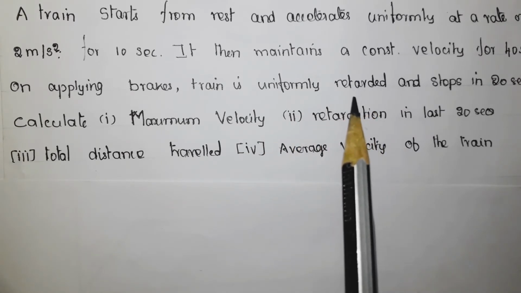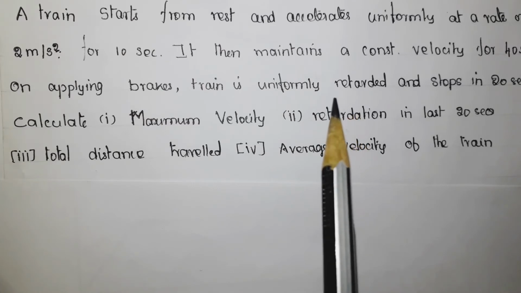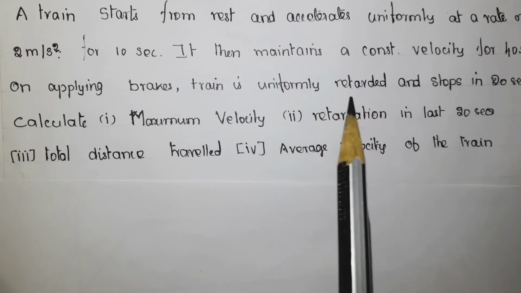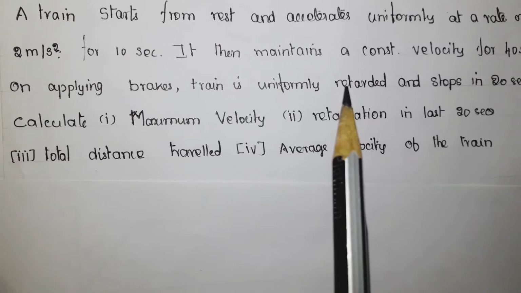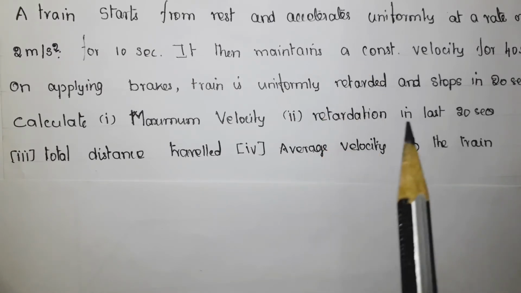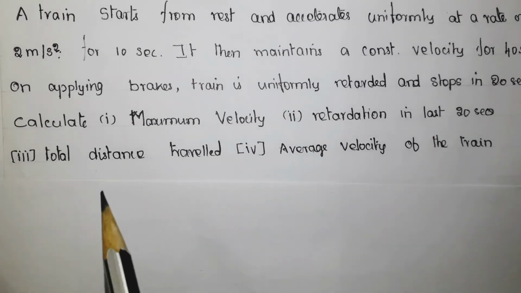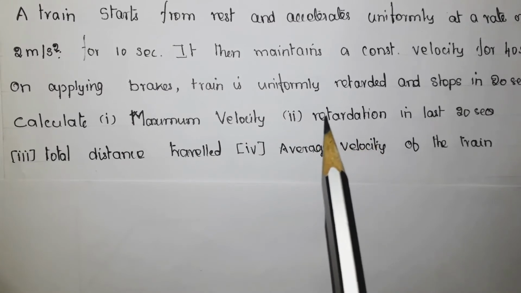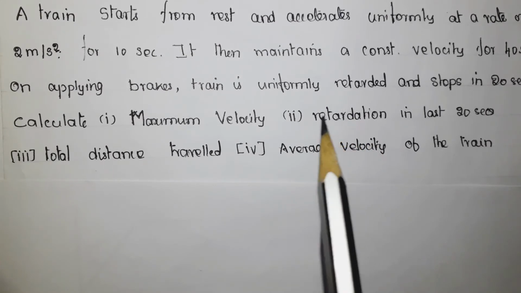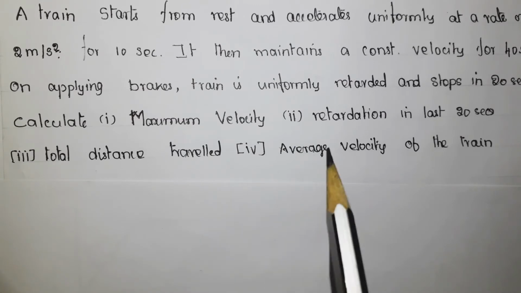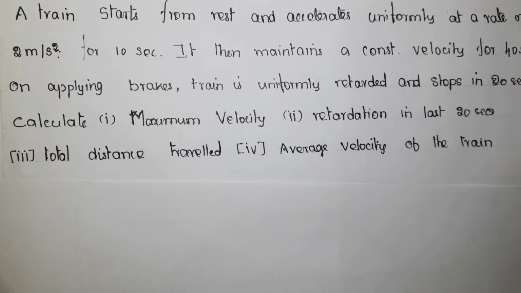Uniform retardation is nothing but similar to constant acceleration, but here the velocity will be decreased. So retardation or deceleration, both are the same. That will work exactly in the opposite way to the uniform acceleration, and at the end the train stops. Now you have to find four important things: maximum velocity, retardation, nothing but deceleration or acceleration, then total distance by the three motions, then average velocity. Now let us go and solve the problem.